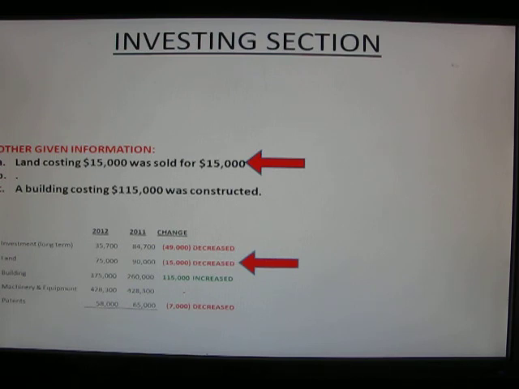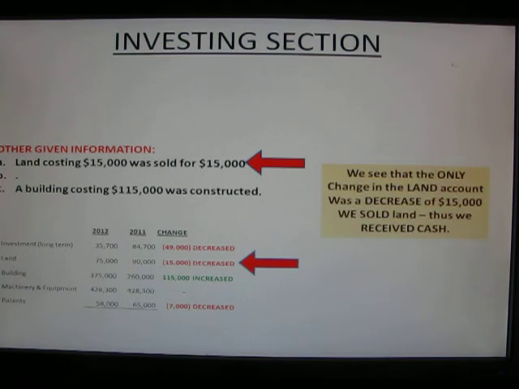In the other information, Part A, they told us land costing 15 was sold for 15. So we didn't have a gain or loss on it for accounting purposes, but for cash purposes, if we sold something for 15, what did we get? We got cash of 15,000. So for our investing section, we're going to add proceeds from sale of land 15, because we received 15 in cash. So I'm looking down at my other assets down here.